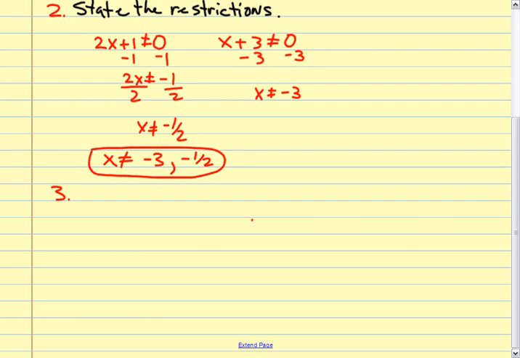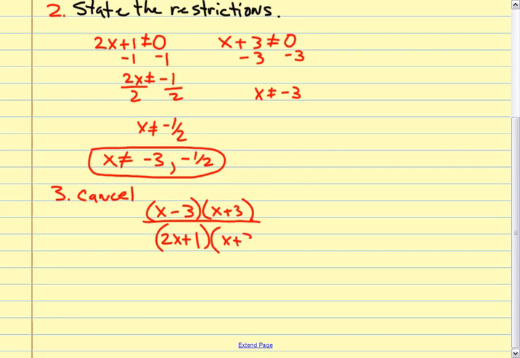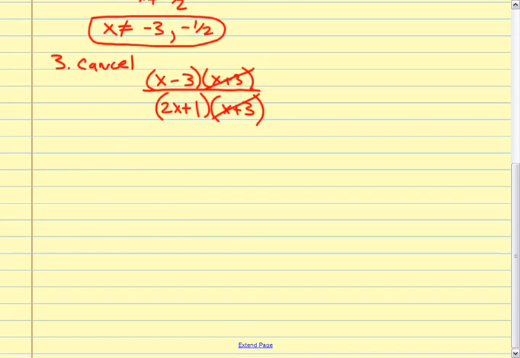Okay? What's the third thing that I did, partner? Simplify. Okay, or cancel, right? Let me rewrite this so I have it. Okay, so it was x minus 3 times x plus 3 over 2x plus 1 times x plus 3. Okay? Parker, what do I want to cancel? X plus 3. And that's going to leave me with my reduced fraction, right? My answer, x minus 3 over 2x plus 1. That's it. I've just reduced it.